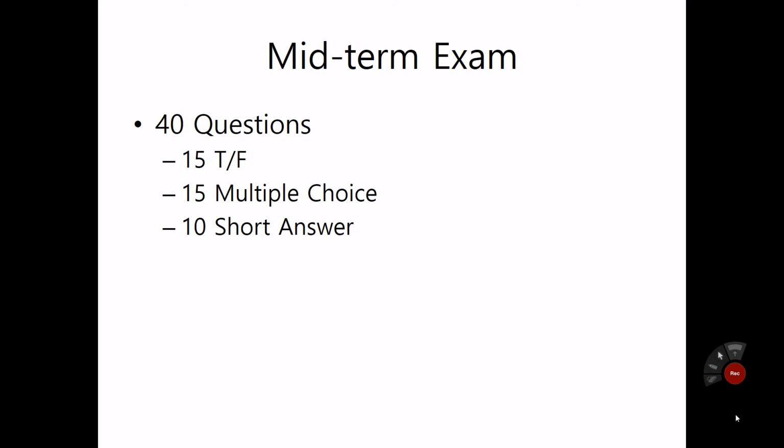First of all, this is the format of the midterm exam. We will have 40 questions: 15 TNF questions, 15 multiple choice questions, and 10 short answer questions. And I will show you example questions for each.